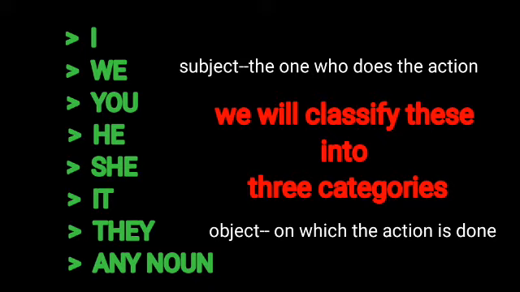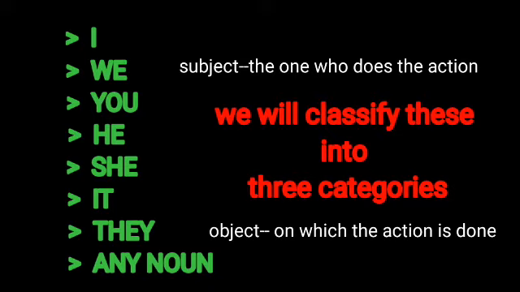Then let's see what the subject is. The subject is the one who does the action. And on the other side, the object is the thing on which the action is done. And in these 8 words, we can easily notice that I, he, she, it, and any noun come under singular. They comes under plural, and at the same time, you is considered for both singular as well as plural.